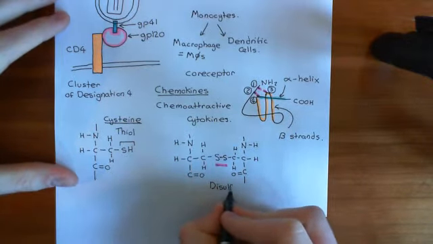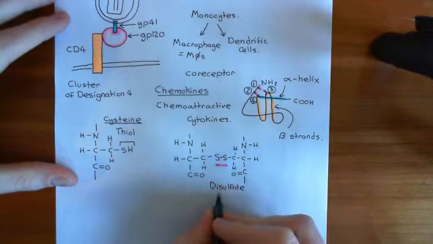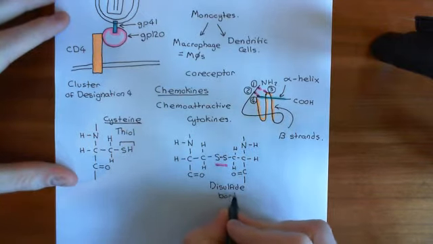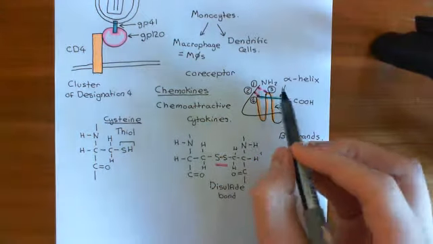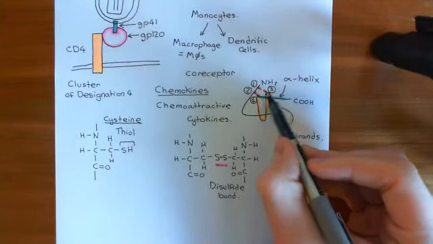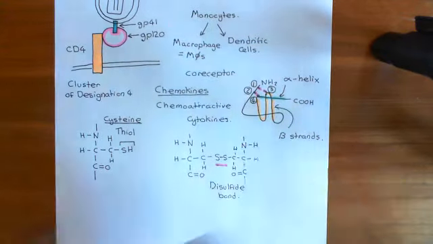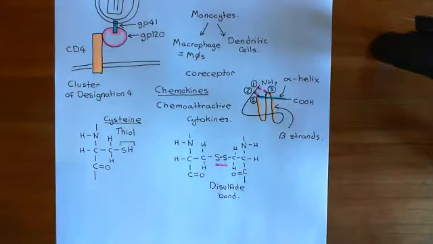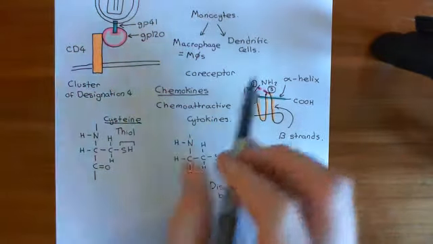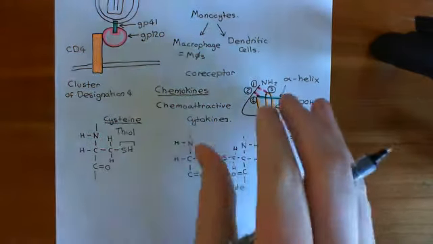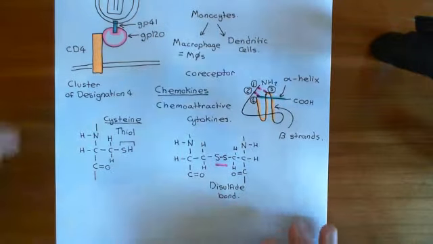Okay, so this link between these two sulfur atoms here, this is the disulfide bond, or a disulfide bridge. So you've got these disulfide bonds between these cysteine residues within the chemokine structure. One between cysteine 1 and cysteine 3, and one between cysteine 2 and cysteine 4. And these bonds are very, very strong, and they hold the whole chemokine structure together. So all chemokines have this same conserved structure, basically. This is what characterizes chemokines.